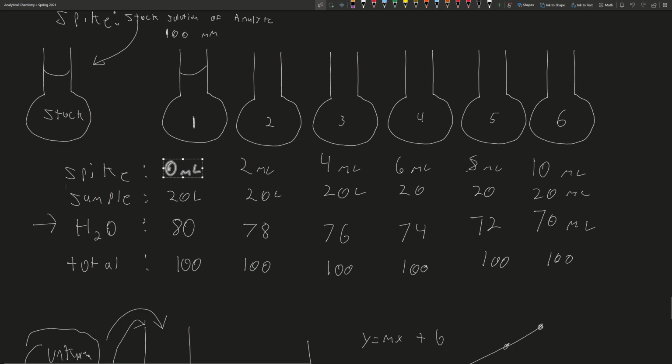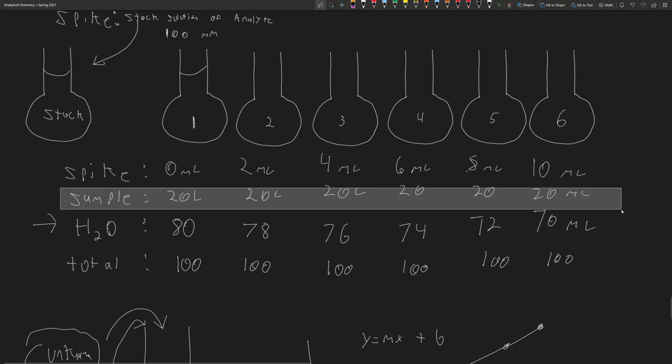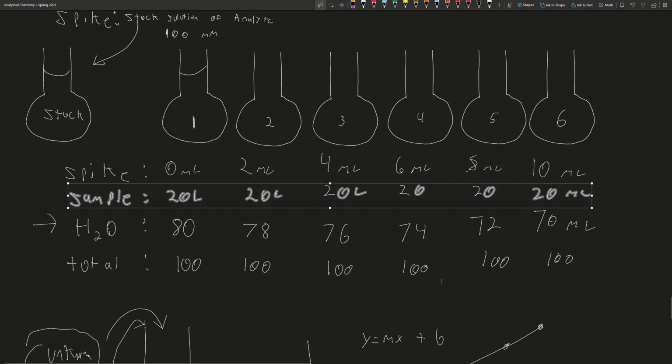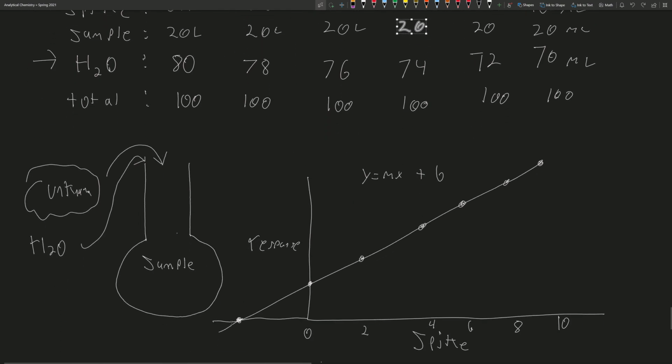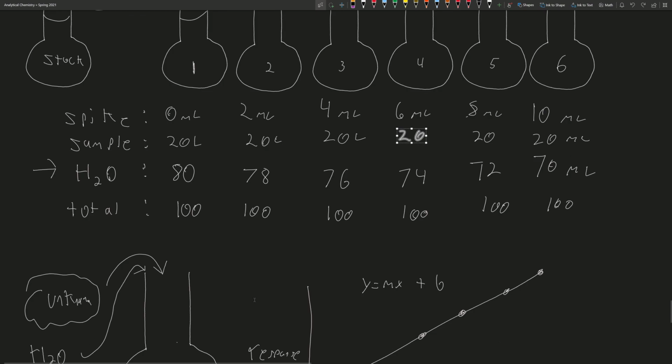The next thing we're going to do is put the same amount of sample into each one of these containers. So we're going to see how much this value affects this, how much this value affects this, and so on and so forth. And that's going to essentially give us a line. That line is going to intersect with our x-axis at a specific point. And that x-axis intersection point is what represents the concentration of our unknown analyte.